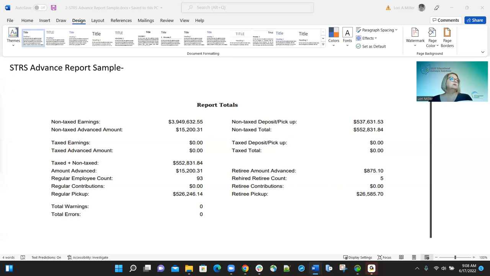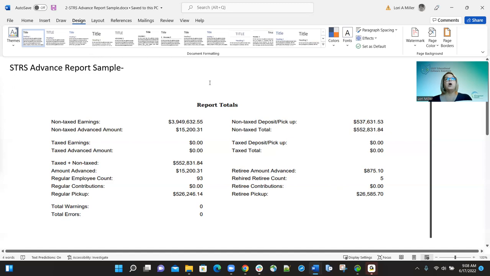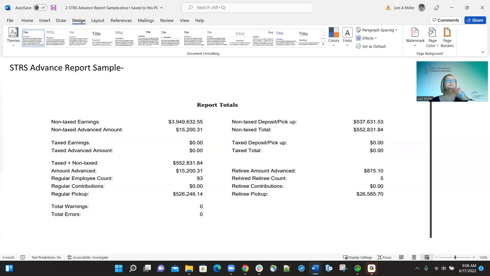All right. Now what we're going to talk about are all of these fields. I'm going to break everything down and tell you what exactly each field is on the advance report. So let me pull up my notes here, because obviously I can't remember all of this by heart. We'll go ahead and start here.